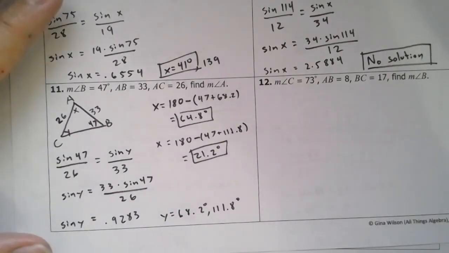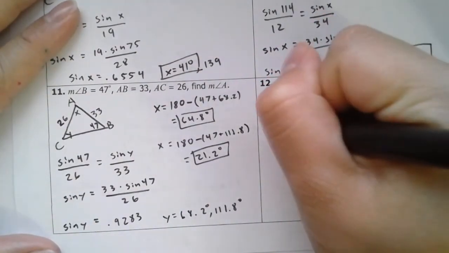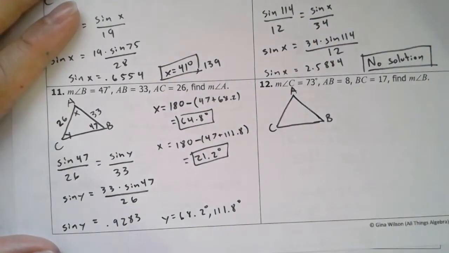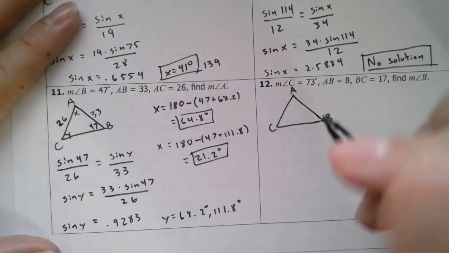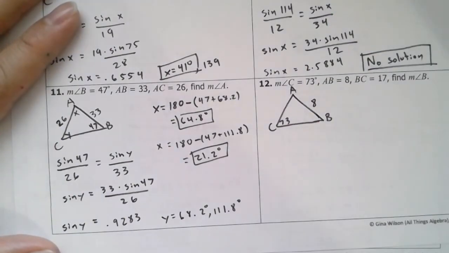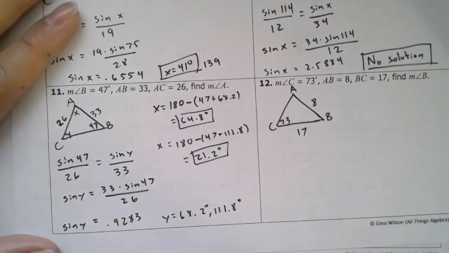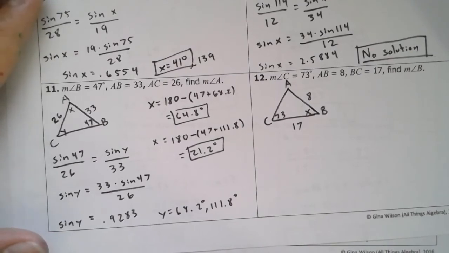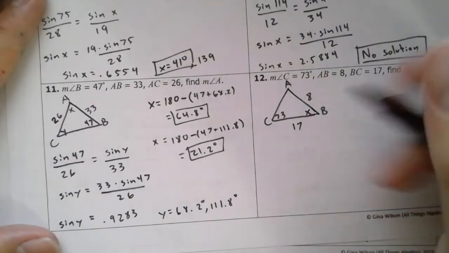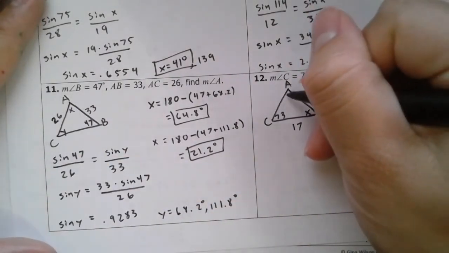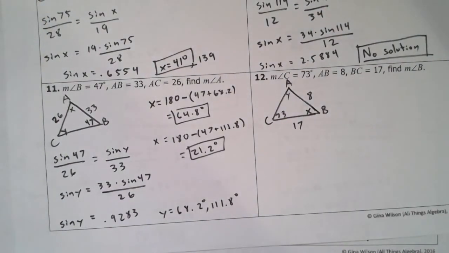Number 12. I have A, B, C. It says measure of angle C is 73. AB is 8. BC is 17. And then it says find the measure of angle B. So I'm going to call that one X. So similar approach, right? They want angle B here, but that side's not given, so it's going to have a similar approach to this. I'm going to need to start with the measure of angle Y and then go from there.